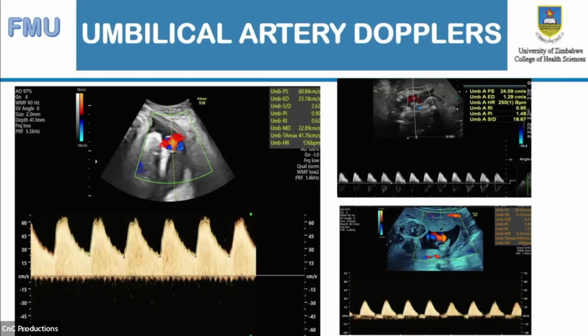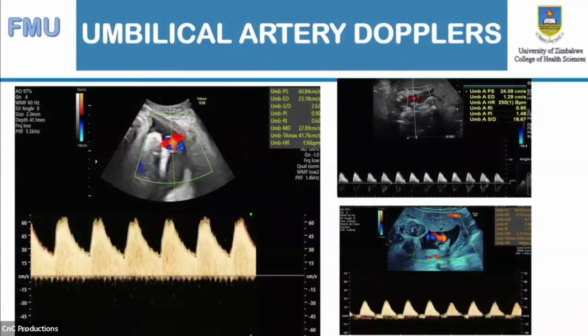The pulsatility index, how is it different from the resistive index? It has to do with the formula. The formula for the resistive index is the peak systolic minus the end diastolic divided by the peak systolic. So when there is absent flow, it always gives you 1. But the pulsatility index is different because it is the peak systolic minus the end diastolic divided by the average of the two. So you always have a figure which is not infinite like 1. So this one, when it is normal, is just like the uterine artery.